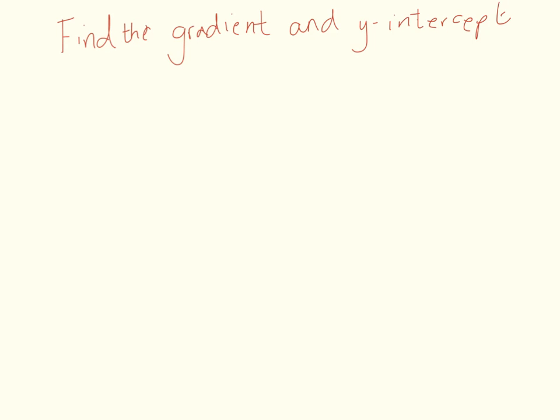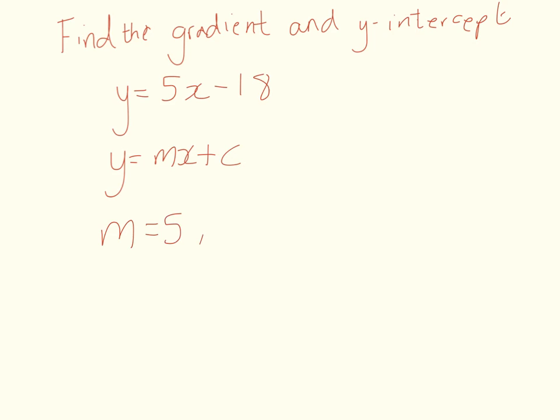Okay, in this set of videos we're going to look at calculating or finding the gradient and y-intercept given a straight line. So let's imagine we're given the equation y equals 5x take away 18. To find the gradient and y-intercept here, all we have to do is compare it to the equation y equals mx plus c. And we can compare the gradient m and 5, so we know that the gradient is 5 and c is equal to minus 18. That's all we're doing for this first example.